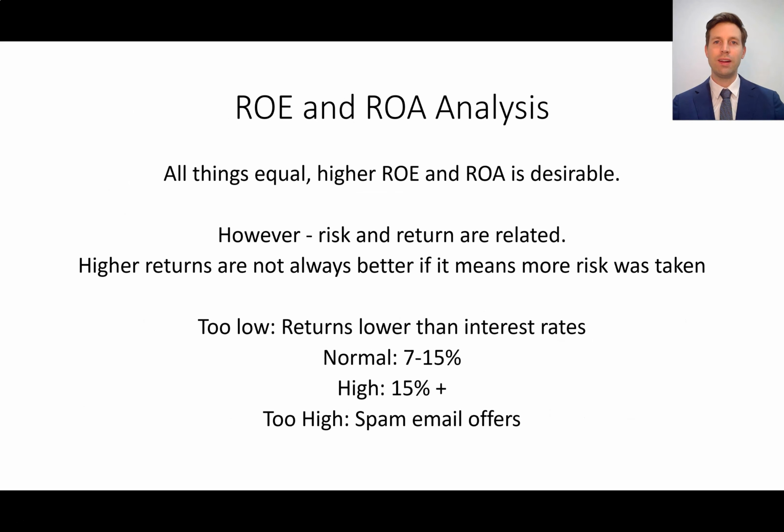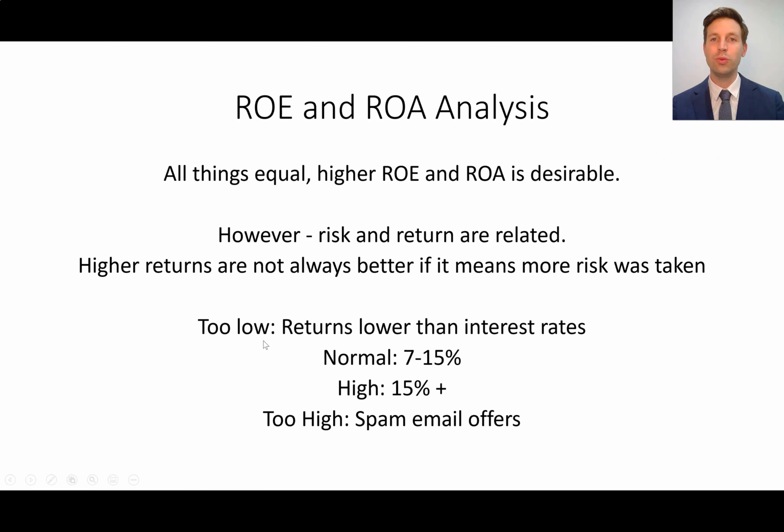So how do we analyze our ROE and ROA figures? Well, if all things are equal, higher numbers are better because it indicates that we've generated higher profits for our given asset or equity investment. However, risk and return are related. Higher returns are not always better if the business took on more risk. So how do we know what's a good return or not?